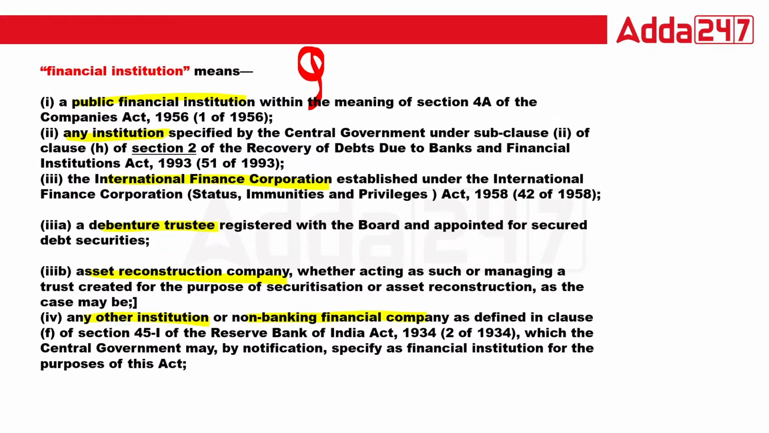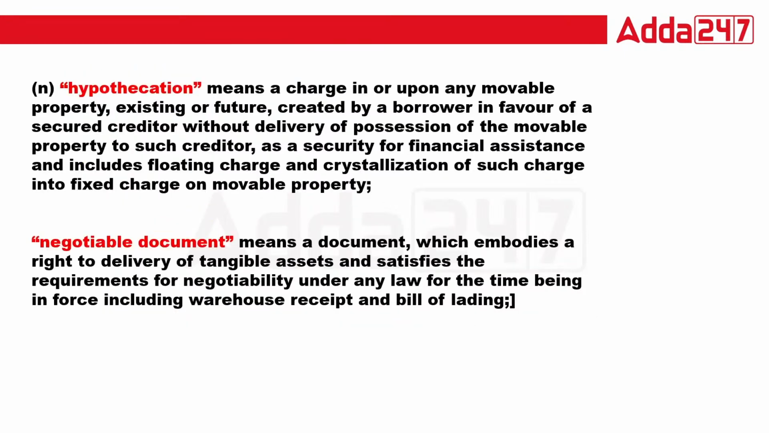What is hypothecation? That is very much important. Hypothecation means, suppose we want to purchase a car, we are not giving the possession and ownership of the car to the bank, but we are giving the documents. That is called hypothecation. So, Section 2 clause (n): a charge in and upon any movable property, existing or future, created by the borrower in favor of a secured creditor without delivery of possession of the movable property. That is important, hypothecation.